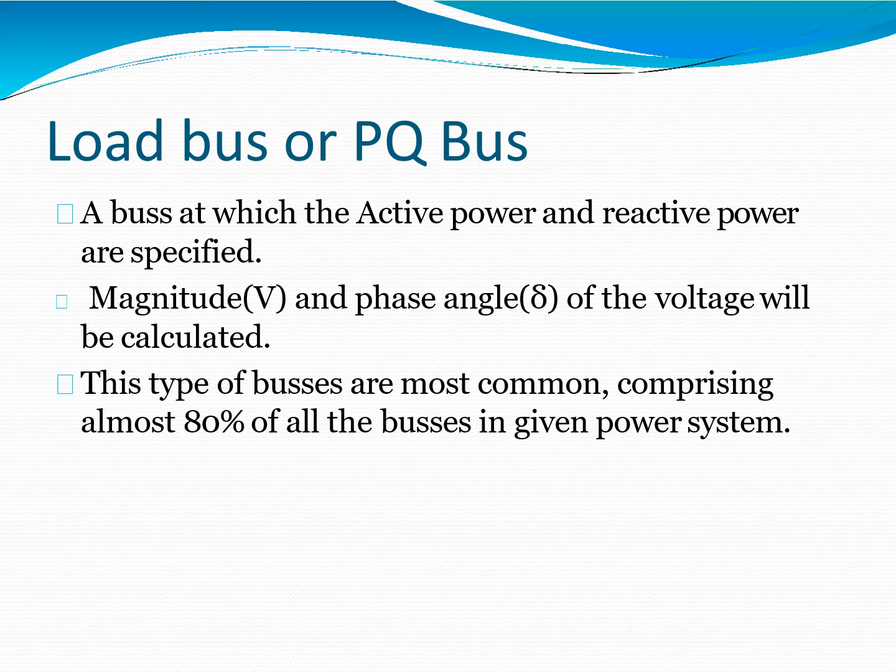The load bus is also called the PQ bus, as the name itself says. For a PQ bus, active power and reactive power are the known quantities, and voltage magnitude and phase angle are to be calculated. This type of bus is the most common, comprising almost 80% of all the buses in a power system. Means P and Q values are known and V and delta are unknown.